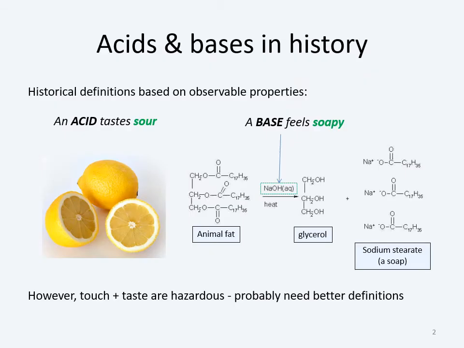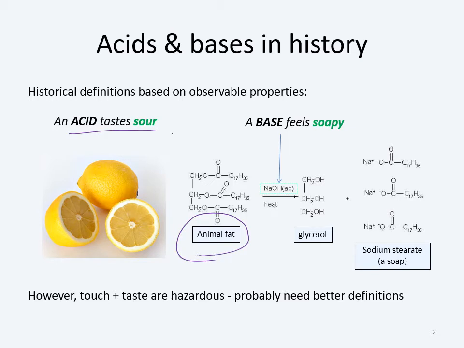So when thinking about what constitutes an acid or a base, historically, the first thing that would have been noted was that acids, for example, taste quite sour. And indeed, when people got a base on their hands, they would have felt that it feels soapy. The reason for that is the reaction that we've outlined here.